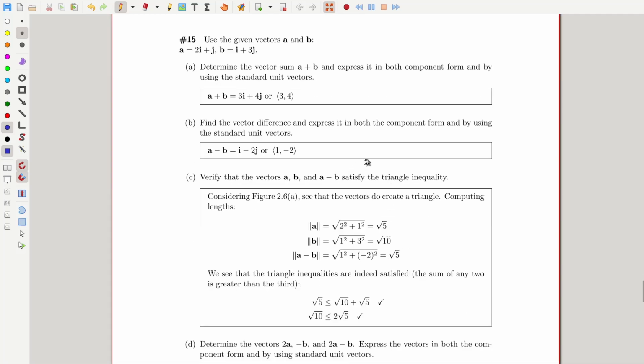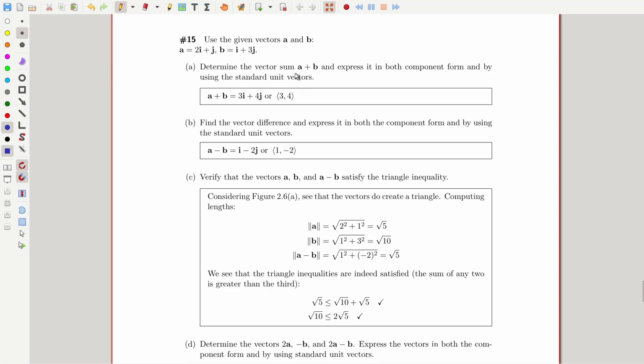Number 15. So this problem has 4 parts to it. You're given vectors a and b. In this particular problem, a is 2i plus j, b is i plus 3j. The point of this problem is to get you comfortable with doing these operations with the standard unit vector form instead of the component form, instead of the angle bracket form.